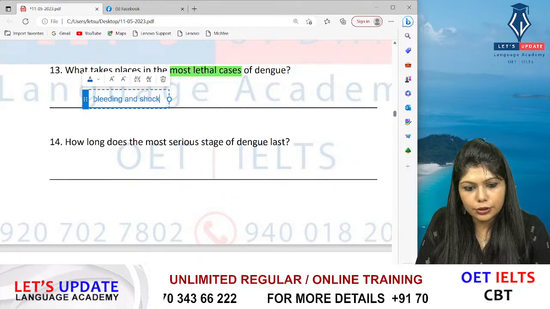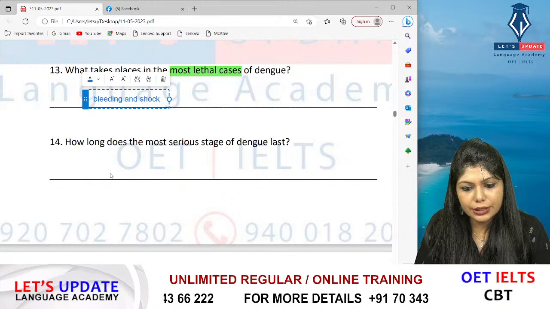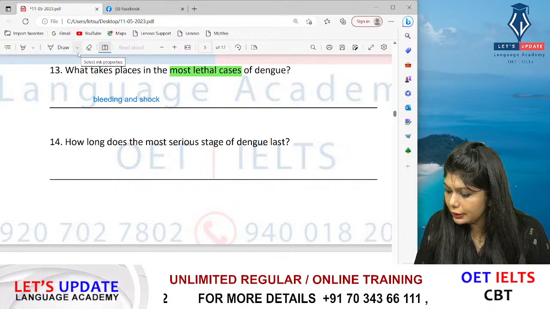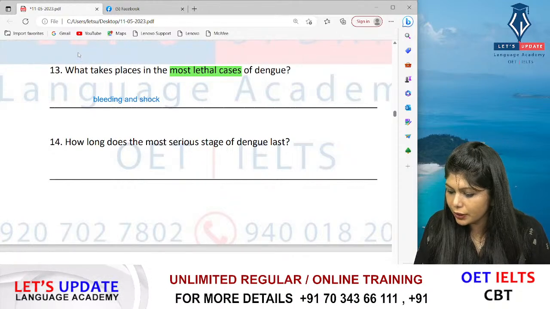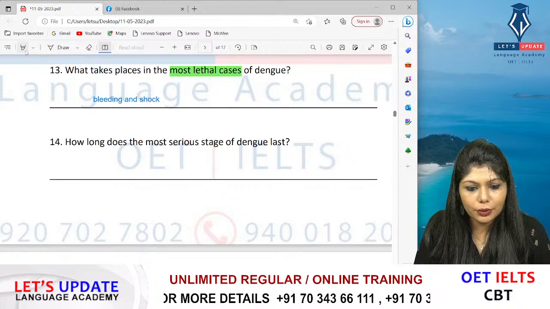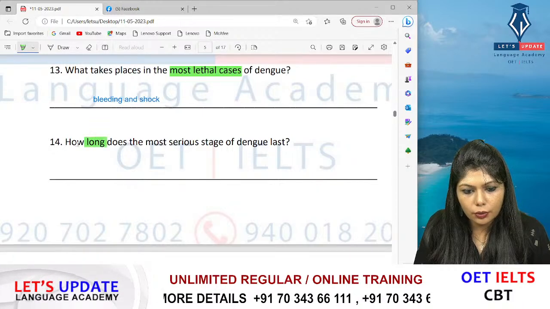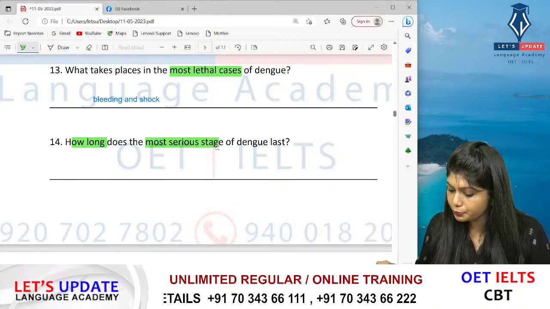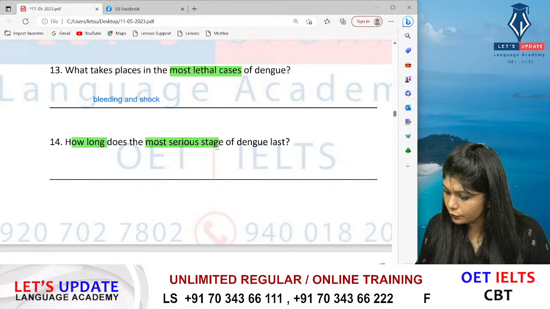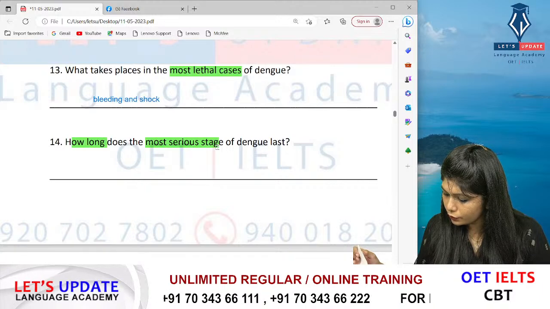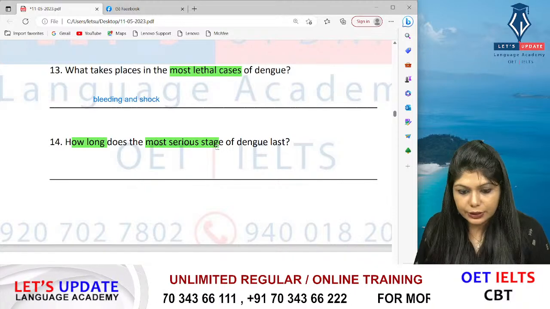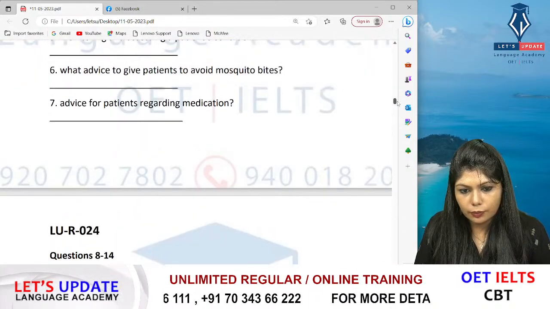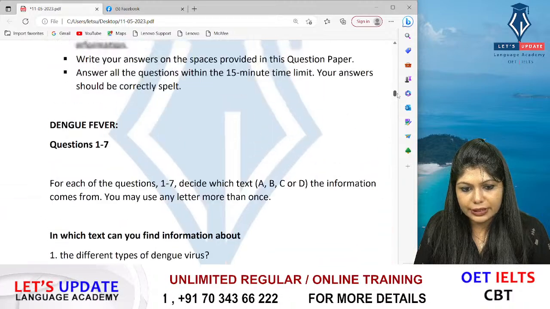Moving on to the 14th question. How long does the most serious stage of dengue last? Again, about the most serious case. Okay. And they are asking how long. That is the time duration also. Long and most serious stage. Okay, so where do you think this information will come from? You can just look for that information.